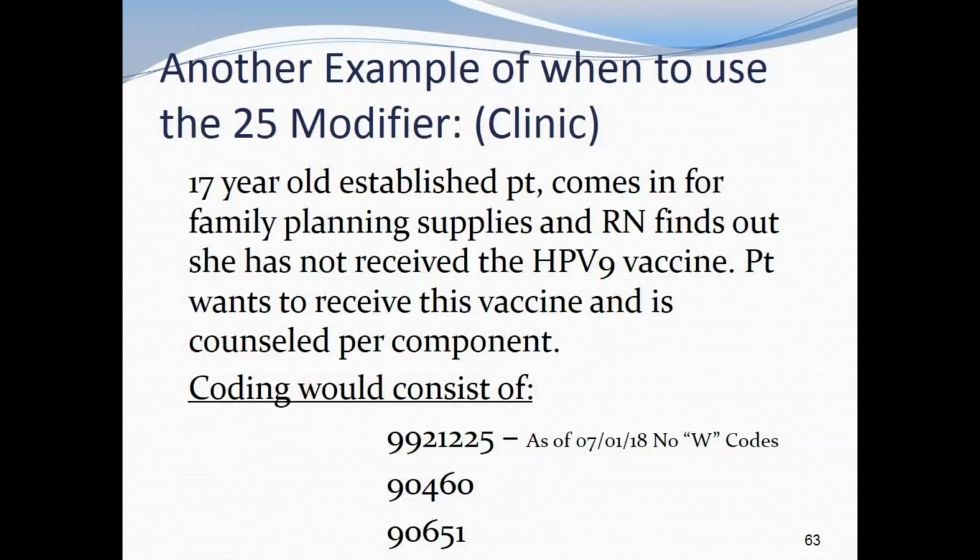And then you're going to put on that 90460 and then 90651 for the actual administration of the vaccine and the vaccine itself. The administration, of course, is the 90460, and then the vaccine is 90651. So I hope that I didn't confuse you on that, but the reason why I'm telling you that is so that the insurance knows that there were two reasons. She came in for one thing, and then you found out that she needed something else. So that's why you're adding that 25 to that office visit, so that they understand that. Let's just hope they do.